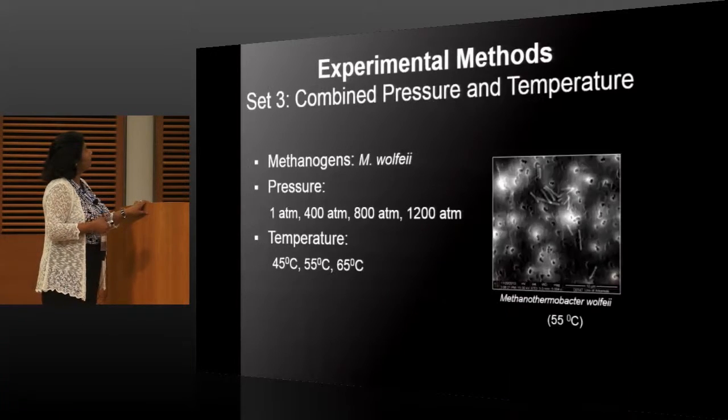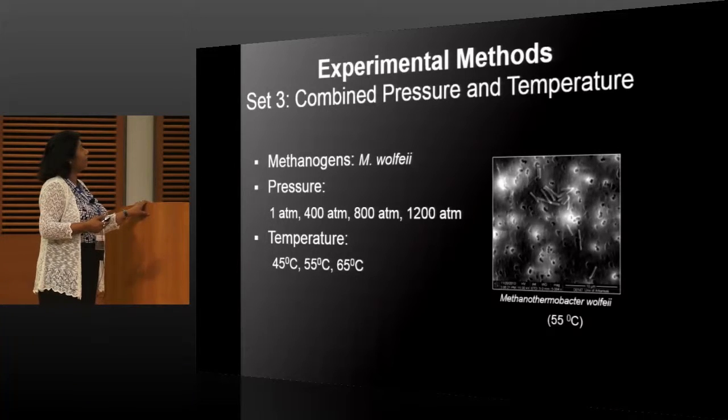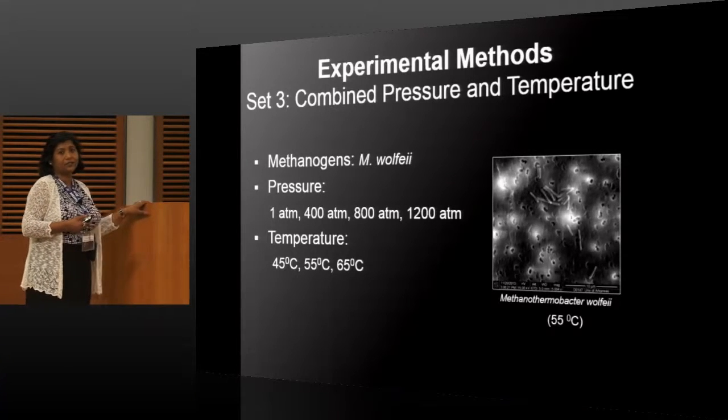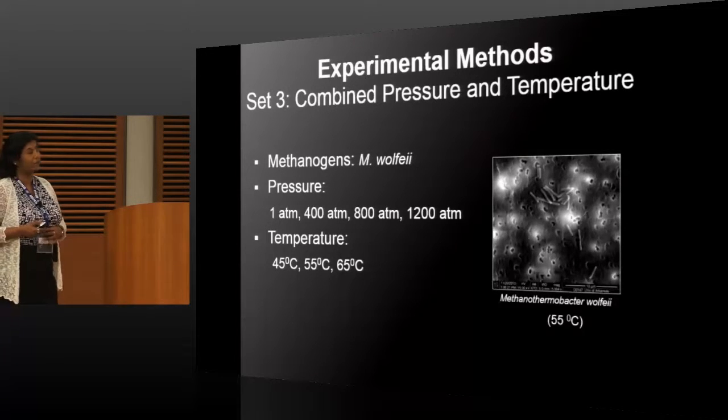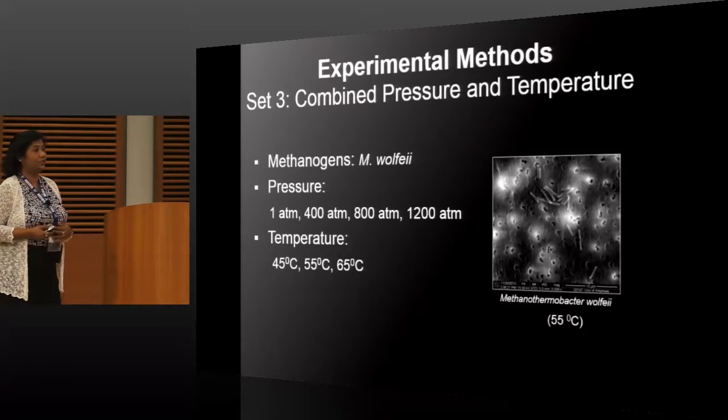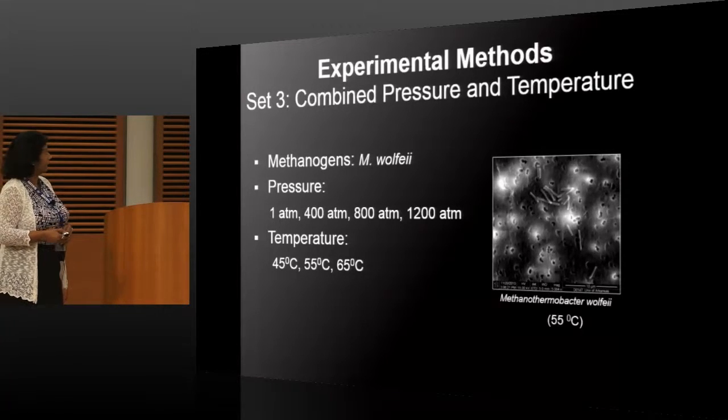Third set was combined pressure and temperature, and we used 4 different pressures: 1, 400, 800 and 1200 atmospheres. For temperature, we used 45, 55 and 65 degrees centigrade.